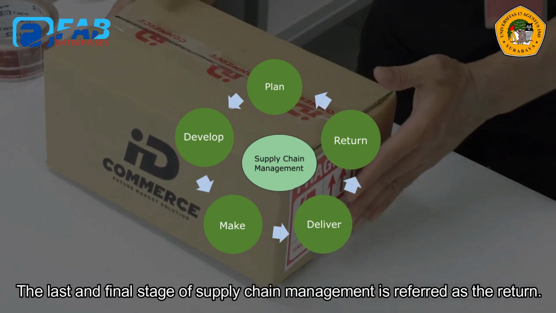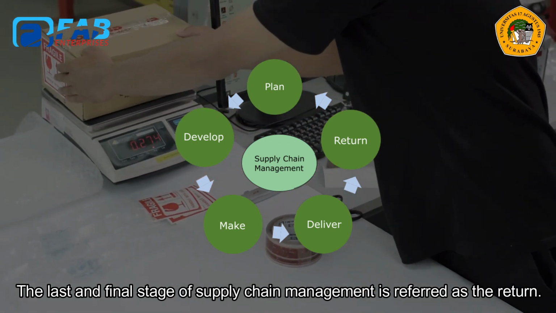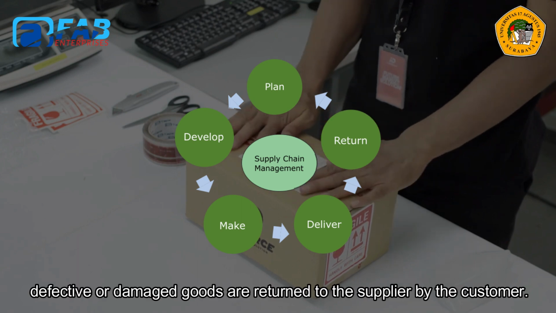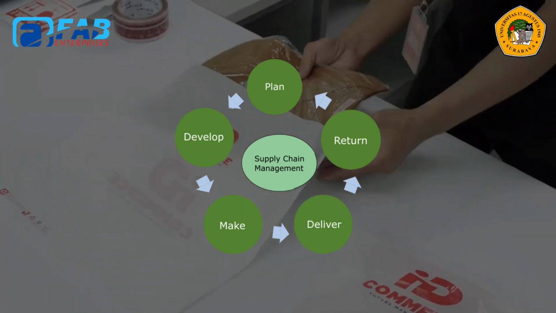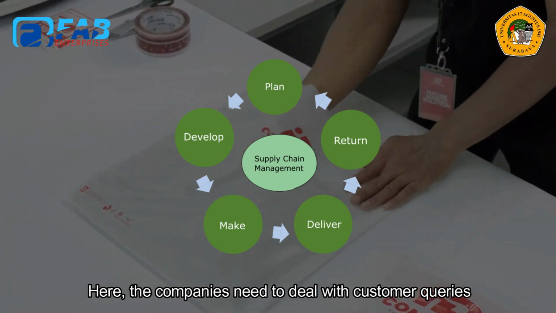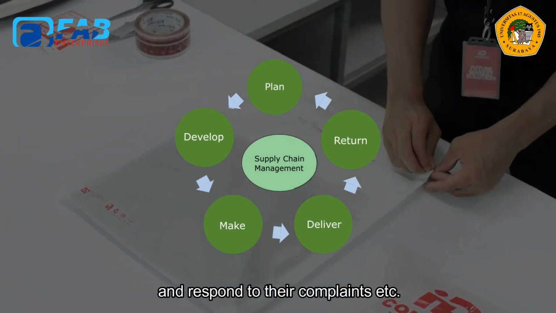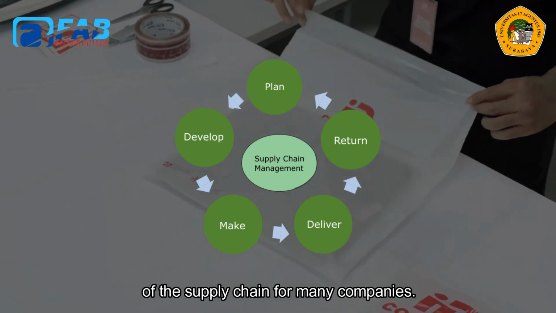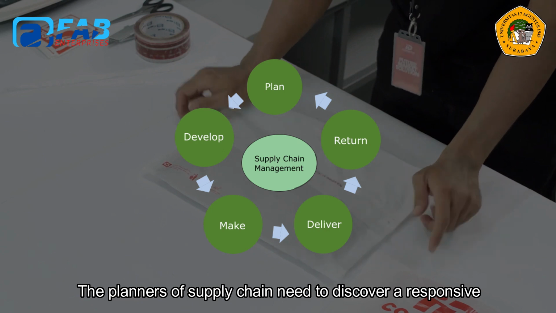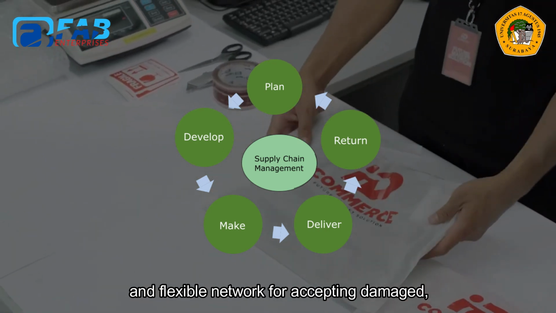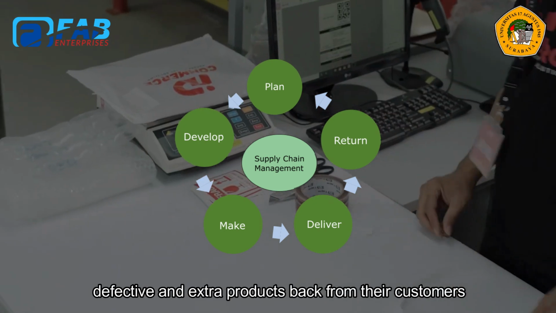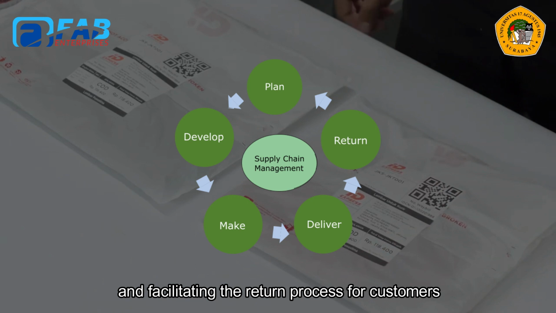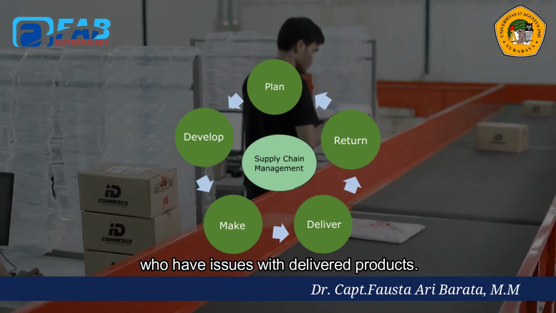Return. The last and final stage of supply chain management is referred to as the return. In this stage, defective or damaged goods are returned to the supplier by the customer. Here, the companies need to deal with customer queries and respond to their complaints, etc. This stage often tends to be a problematic section of the supply chain for many companies. The planners of the supply chain need to discover a responsive and flexible network for accepting damaged, defective, and extra products back from their customers and facilitating the return process for customers who have issues with delivered products.